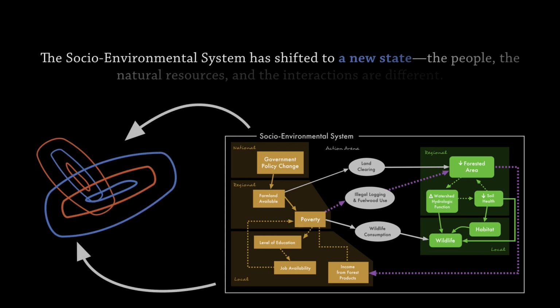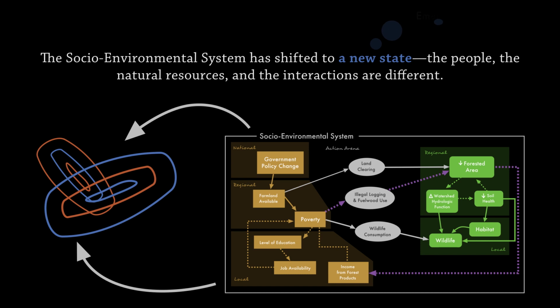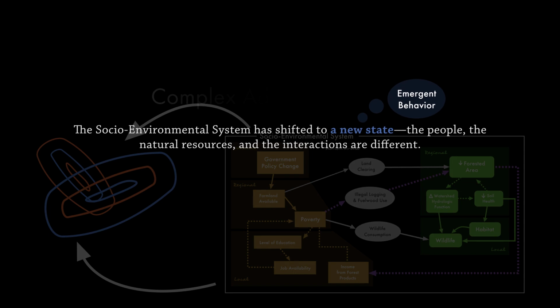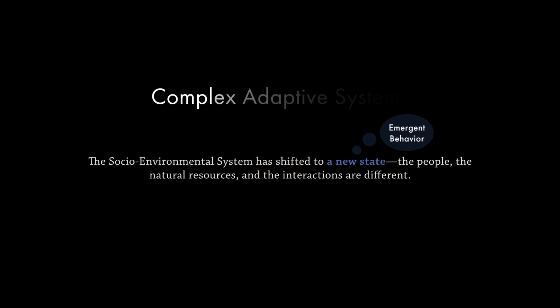The people, the natural resources, and their interactions became very different. Its behavior emerged over time. Again, this is called its emergent behavior. The patterns, properties, or characteristics that emerge over time are due to the interactions, feedbacks, and resulting changes. This characteristic of complex adaptive systems, in which internal changes in the system result in emergent properties, is why I mentioned earlier that they're sometimes called self-organizing systems.